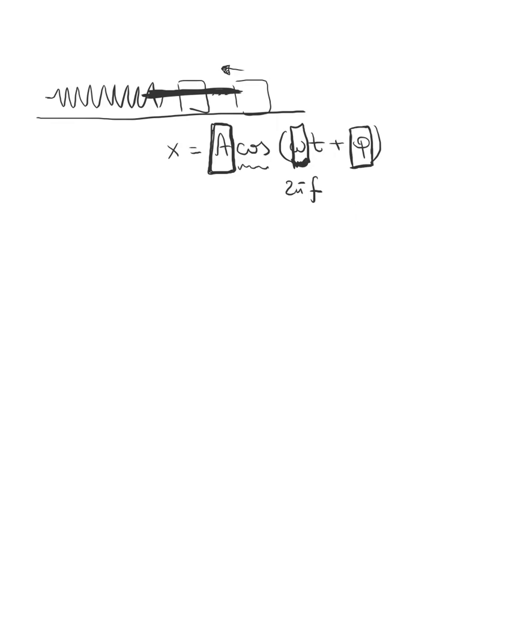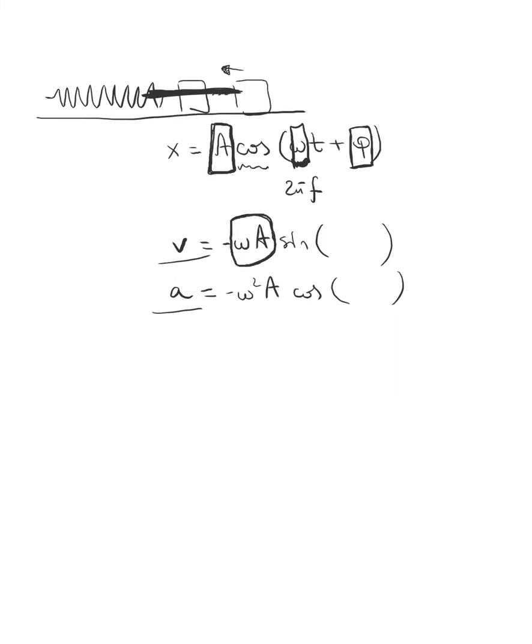It's easy to take derivatives and second derivatives of this expression. For the velocity, you will get negative omega a times the sine of the same thing. For the acceleration, you get negative omega squared times a cosine of the same thing. So both your velocity and your acceleration are harmonic. They go up and down. And your velocity could be as high as omega a. This is the highest value of the velocity you can have. And this is the largest value of acceleration that you can have.